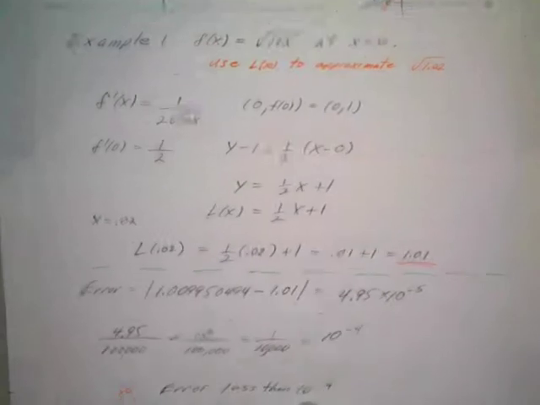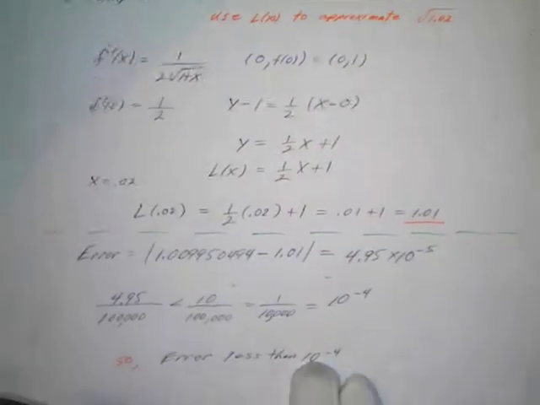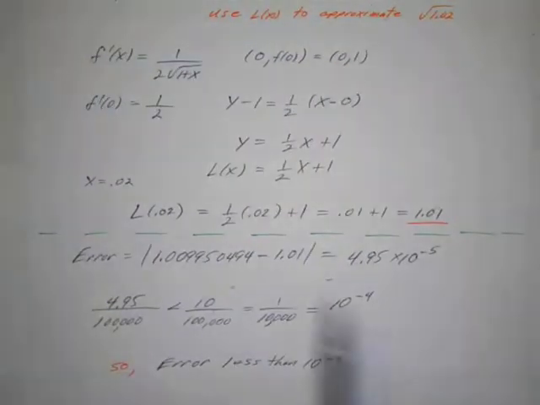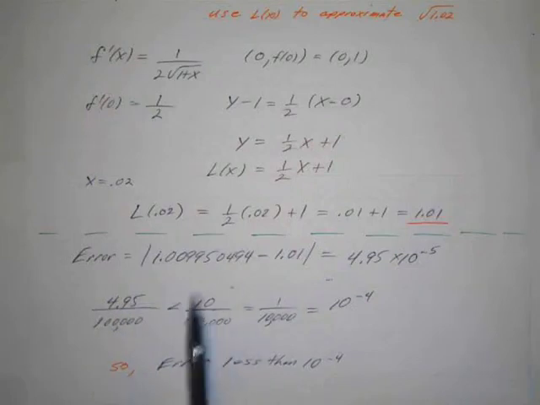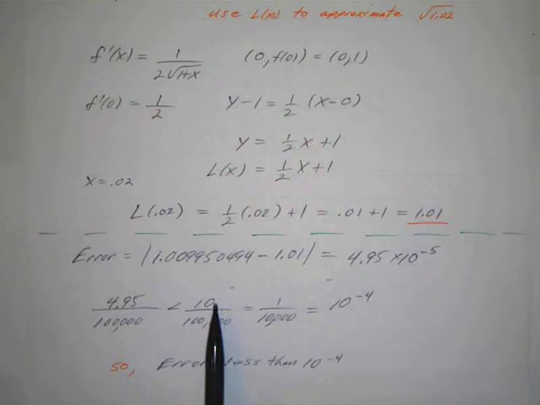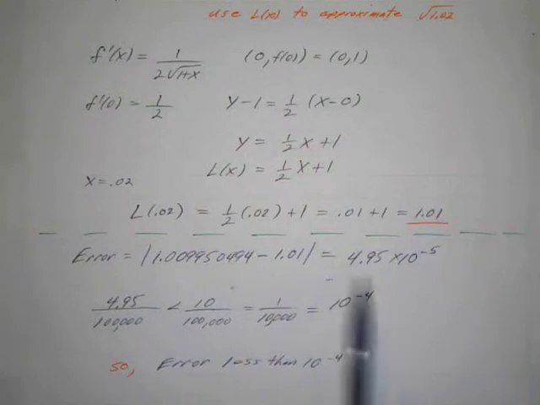So that's how you deal with the error. Again, when you figure this out, you get this, and then you try to find a power of 10 that this is less than. If this was 49, it would be less than 100, but in this case it's 4.95, which is less than 10. So we'd say the error is less than 10 to the negative 4. And that's all you have to do. And we'll give you another example in just a moment.